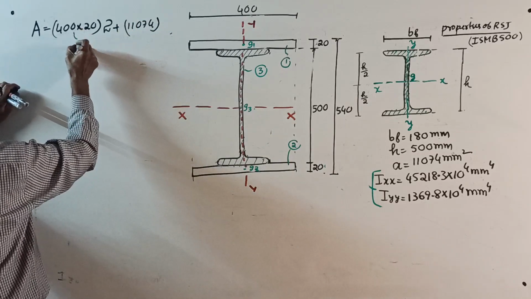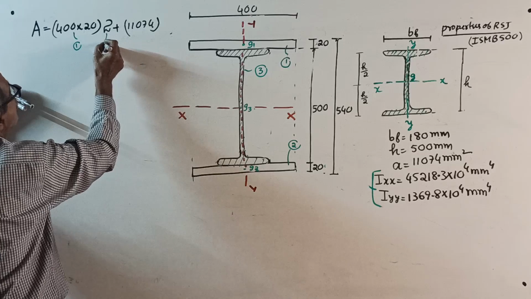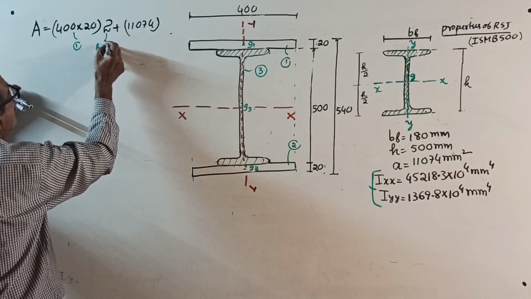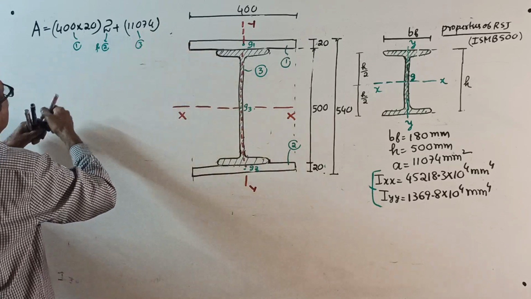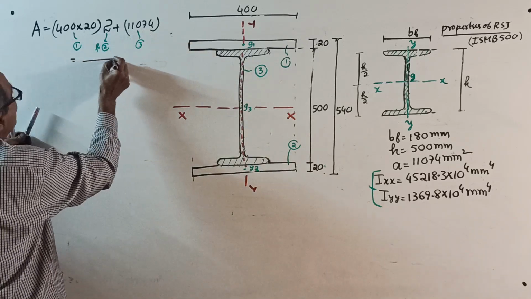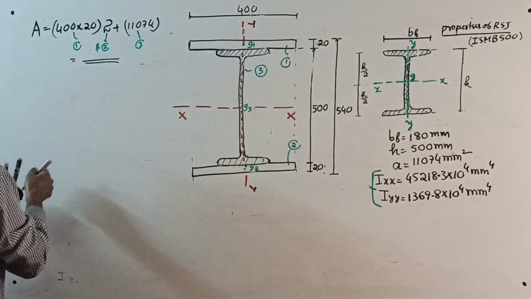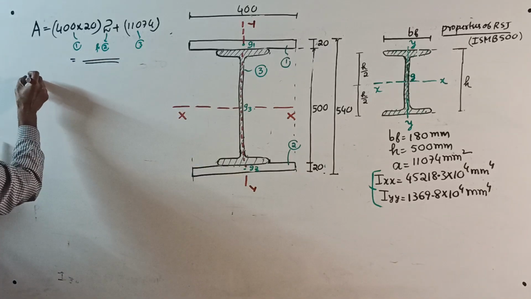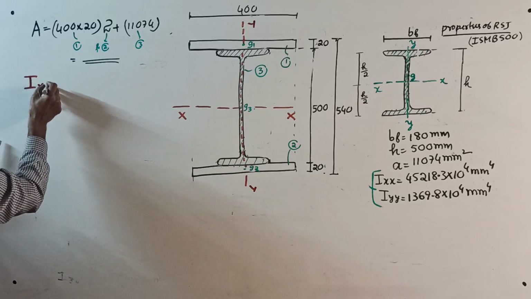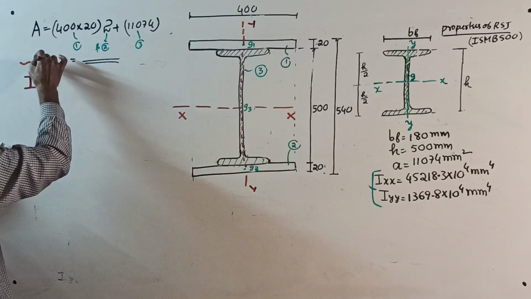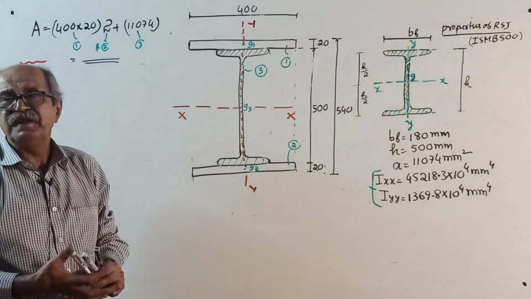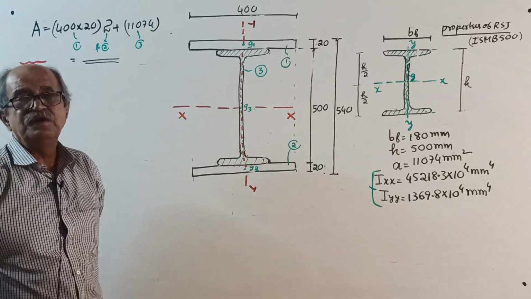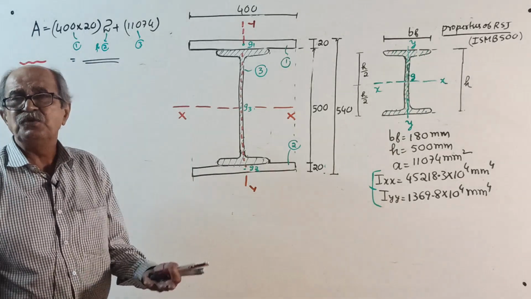This is for 1. This is for 2, identical to 1. This is for 3. Okay, write the answer. Whatever you got, write the area. Then write I about x-axis. Before that, write the usual statement. Now I will not write. Those who are lazy and cannot write, let them get confused.